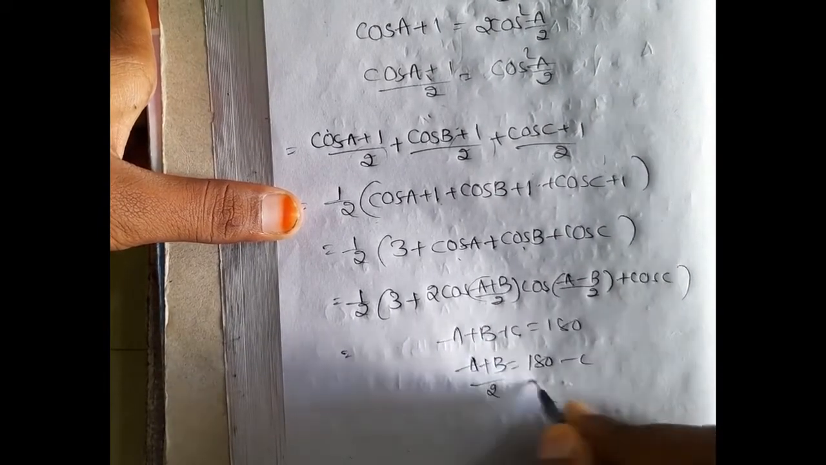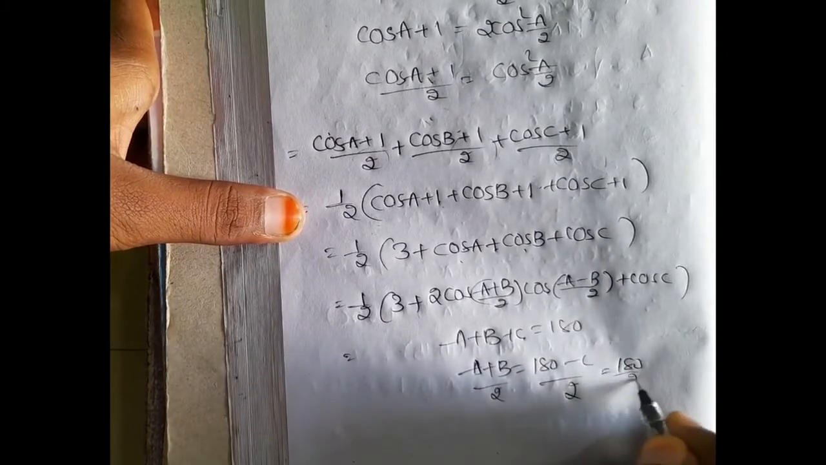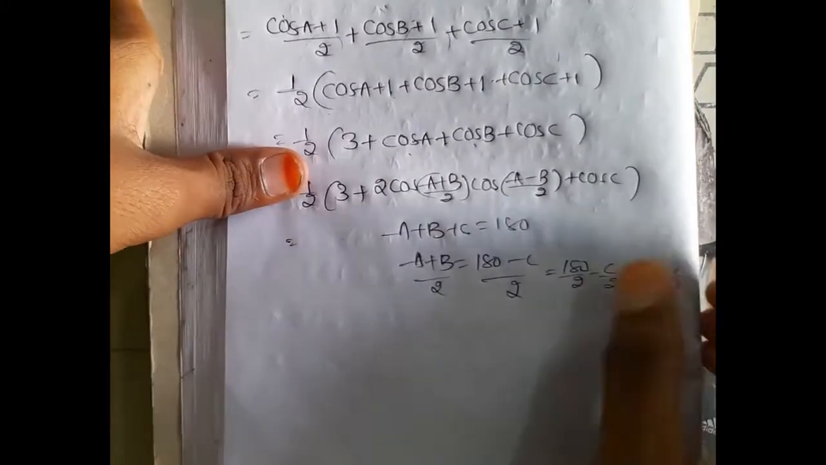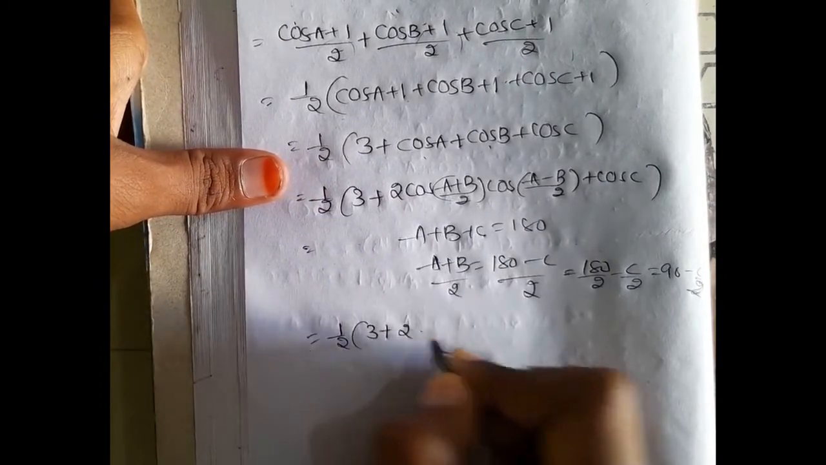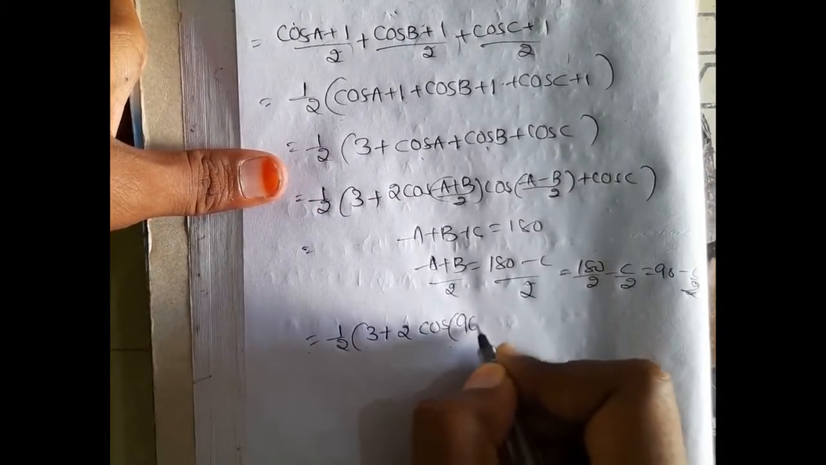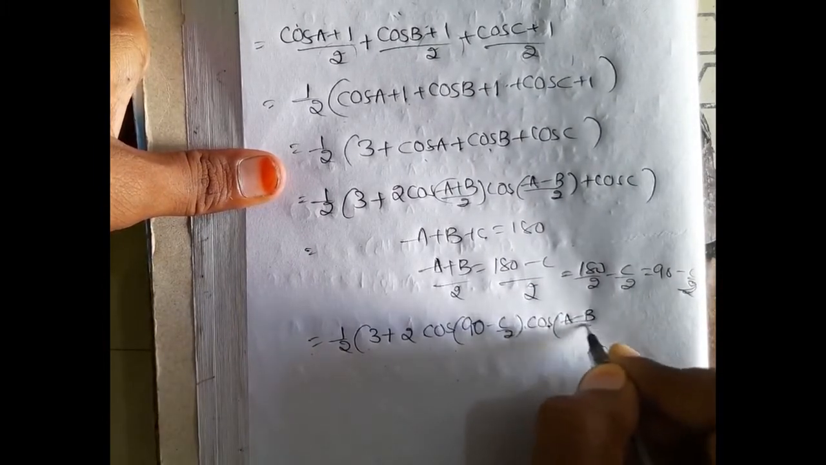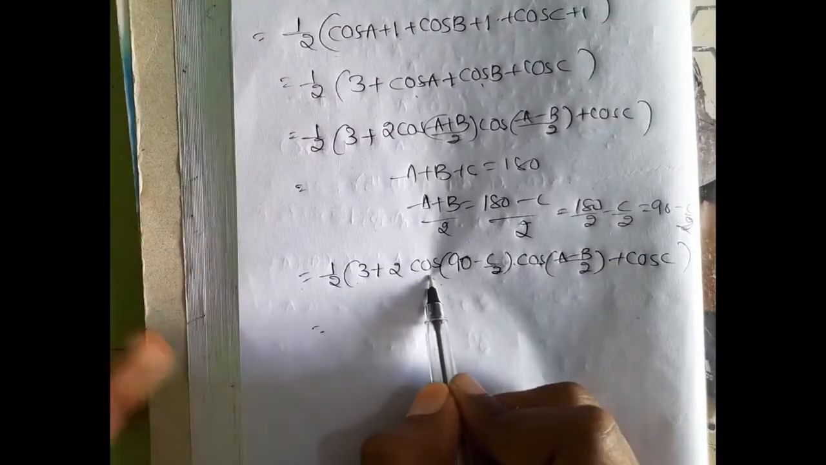What is (a plus b) by 2? Just dividing both sides by 2, we will get 180 by 2 minus c by 2, which means 90 minus c by 2, right? 90 minus c by 2. Now 1 by 2, 3 plus 2 cos (90 minus c by 2) cos (a minus b) by 2 plus cos c. So here we will get sin c by 2.